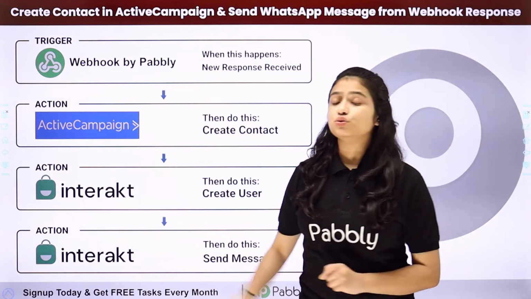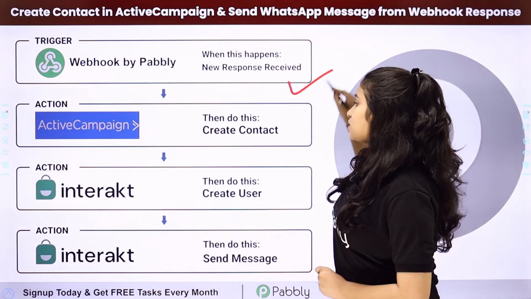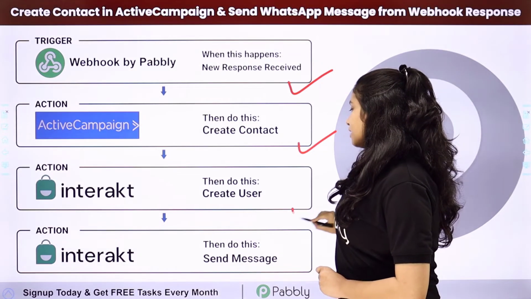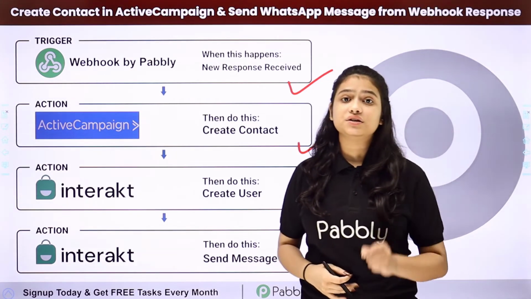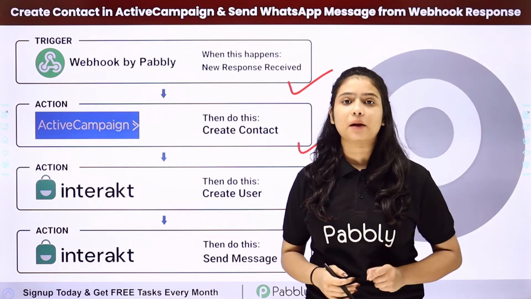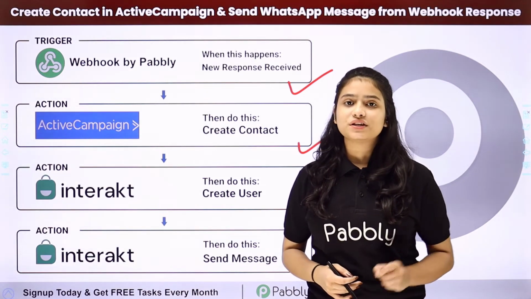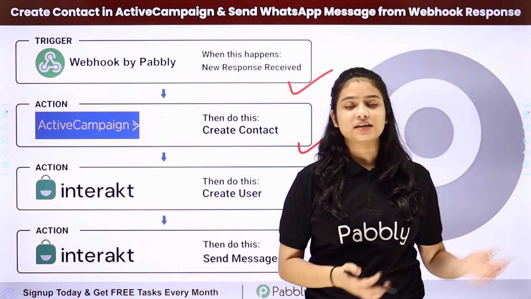Now what we are going to do, we have Webhook by Pabbly in our trigger and ActiveCampaign and Interact in our actions. So we are going to integrate all these applications by using Pabbly Connect. Now to learn this full automation step by step, let me take you all to my screen.